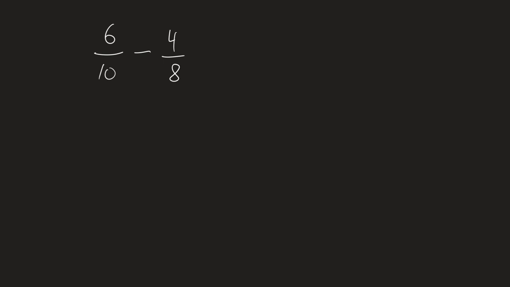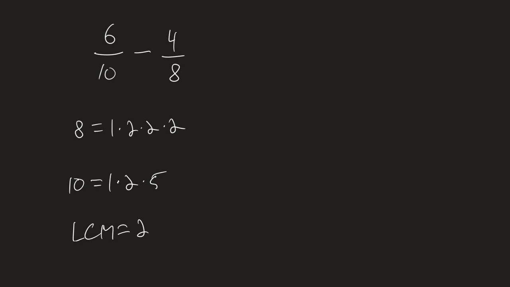And then the subtraction problem, same thing. We're going to start with 8 and 10. 8 can be rewritten as 1 times 2 times 2 times 2. 10 is 1 times 2 times 5. So our LCM is all 3 of the 2's from the 8. This 2 from the 10 is not unique, so we're also going to multiply by 5, so we get an LCM of 40.